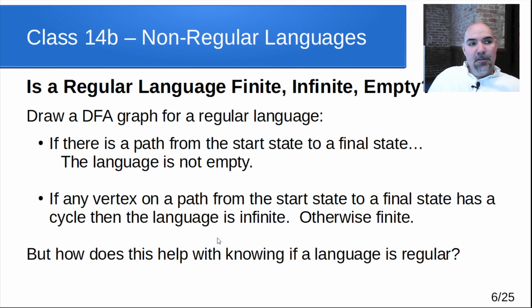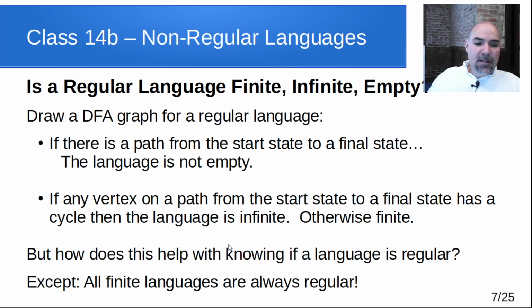And then also, to determine whether it's finite or infinite, if any vertex on some path from the start state to a final state has a cycle, so if there's any state that is the base of a cycle, then the language has to be infinite. Otherwise, it has to be finite. In other words, if there are no cycles along any path from start to a final state, it has to be a finite language. If there exists just one cycle somewhere on one of those paths, the language has to be infinite. Now, how does that help with us knowing if a language is regular?